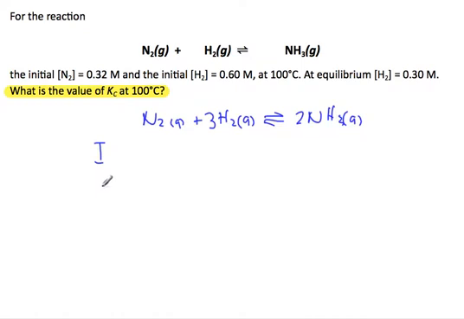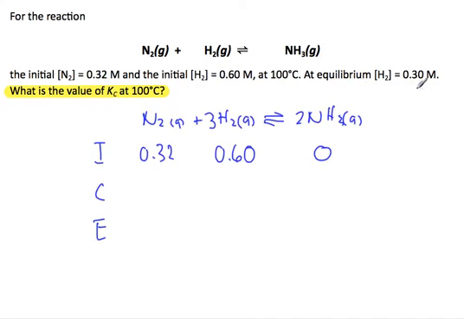Now we can start constructing our ICE table. So here's our ICE, initial change equilibrium, and we have some concentrations. Initial concentration of nitrogen is 0.32 moles per liter. Initial concentration of hydrogen, 0.60 moles per liter. And we know what the initial concentration of ammonia is. It's nothing, because nothing's happened yet. Now we can start working on filling in the rest of the ICE table.